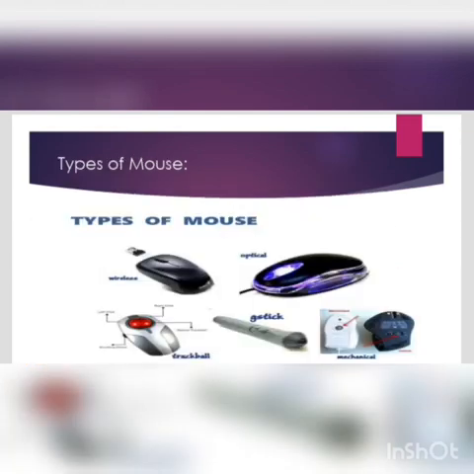Now we will study the types of mouse. There are different types of mouse like wireless, optical, trackball, mechanical and joystick mouse. Let us discuss all these types one by one in a detailed way.